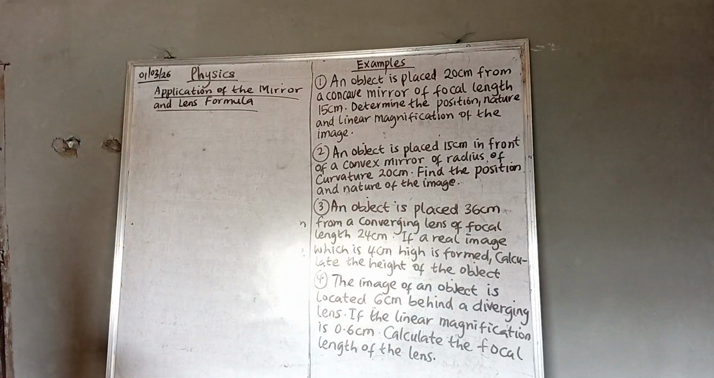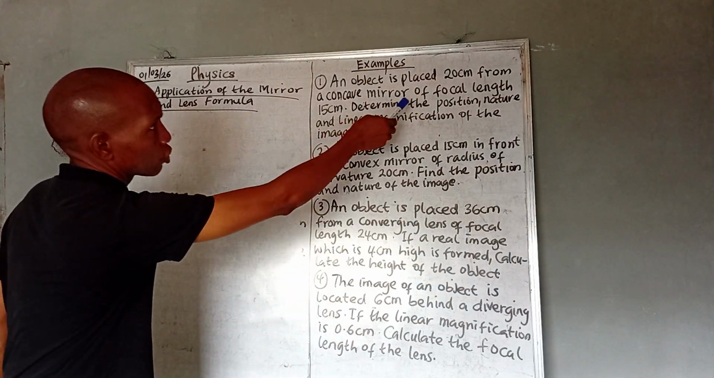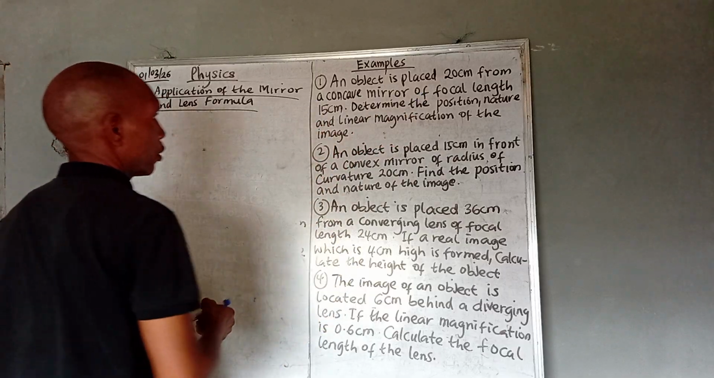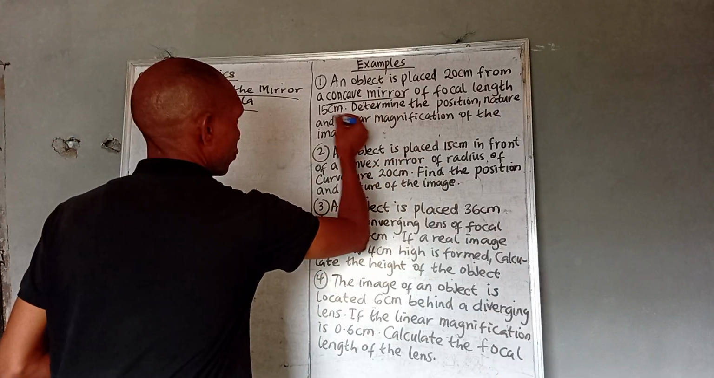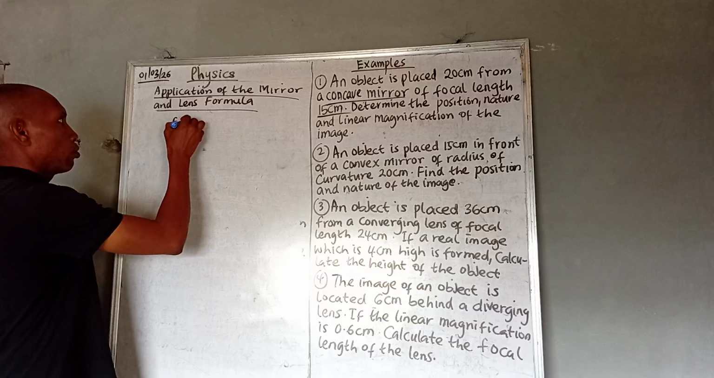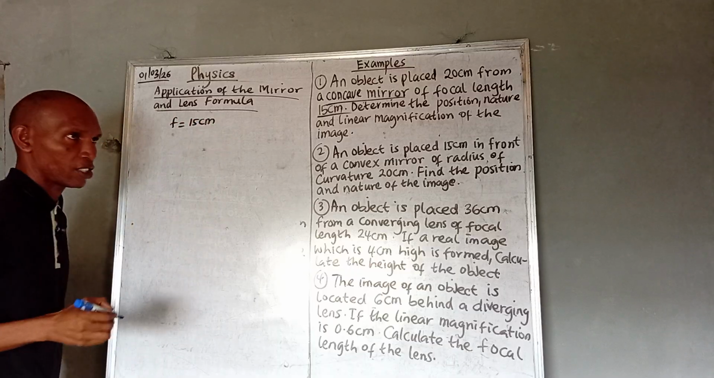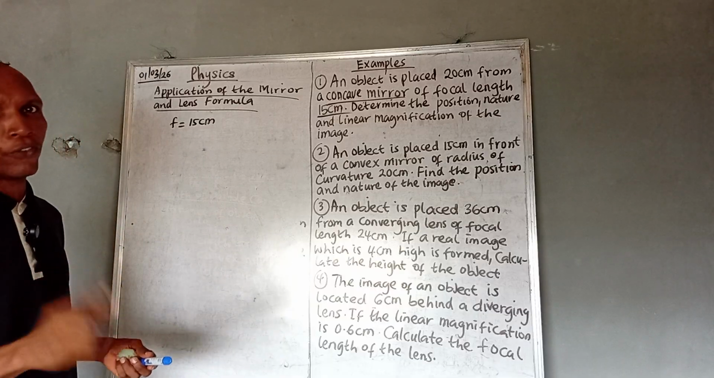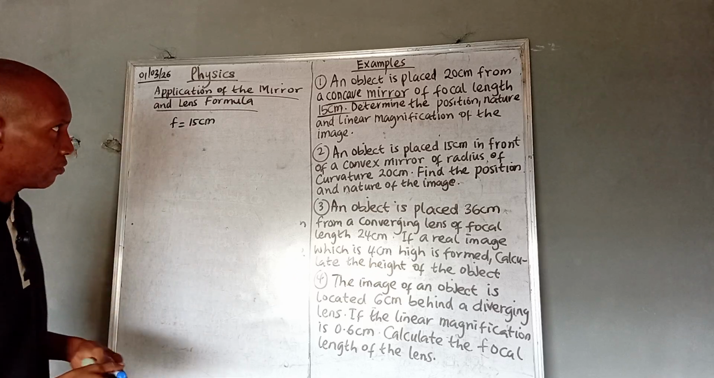Now we take question number 1. The question reads, an object is placed 20 centimeters from a concave mirror. Take note of that. Of focal length 15 centimeters. This is a concave mirror. The focal length is positive. So we have to write F is 15 centimeters. Don't forget, concave mirror and convex converging lens, their focal length is positive.